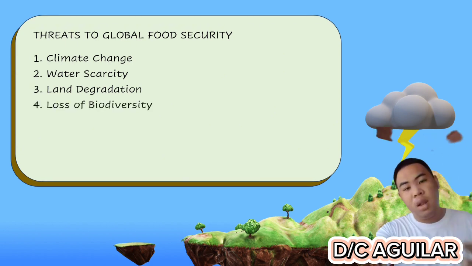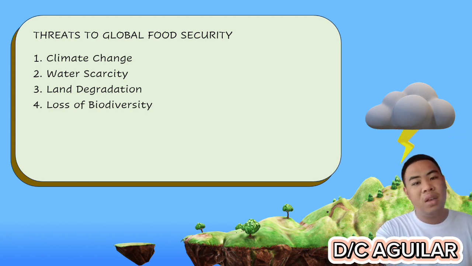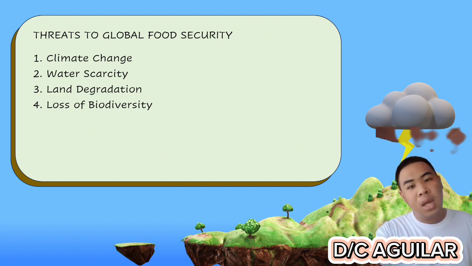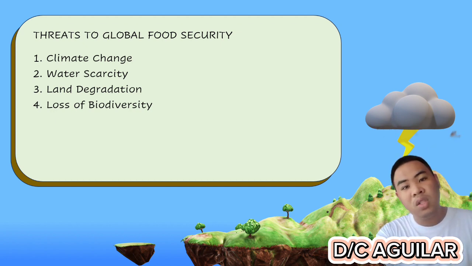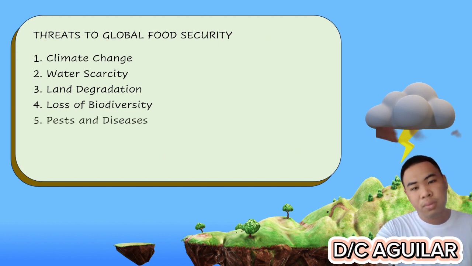Number four, loss of biodiversity. The loss of biodiversity involves a decline in the variety of plant and animal species within ecosystems supporting agriculture. This reduction in diversity weakens the resilience and adaptability of ecosystems. The effects manifest in increased vulnerability with the loss of crucial ecosystem services. Habitat destruction, pollution, and climate change serve as the primary causes behind the loss.